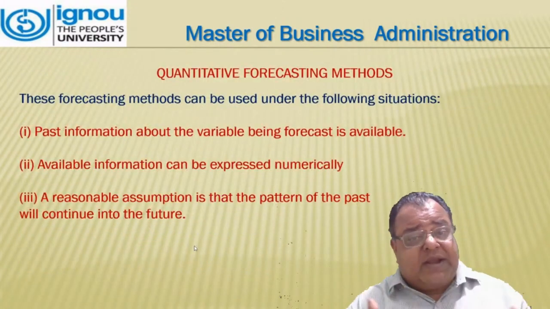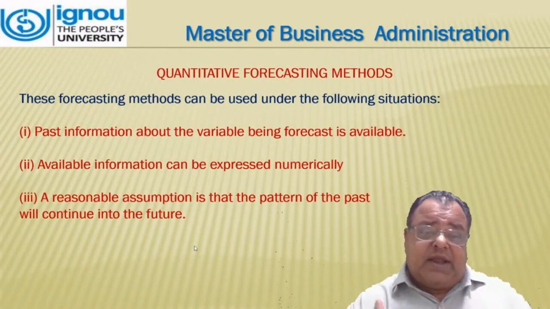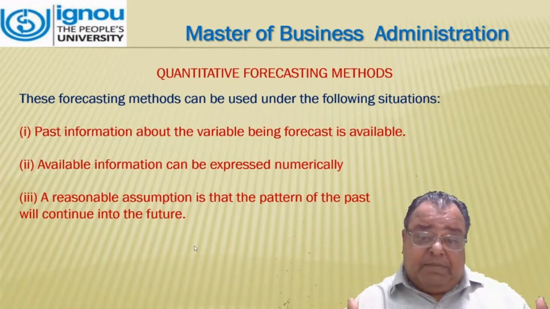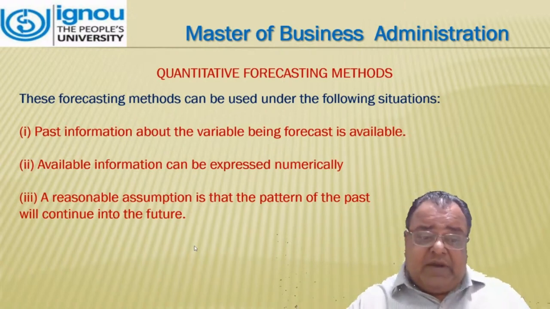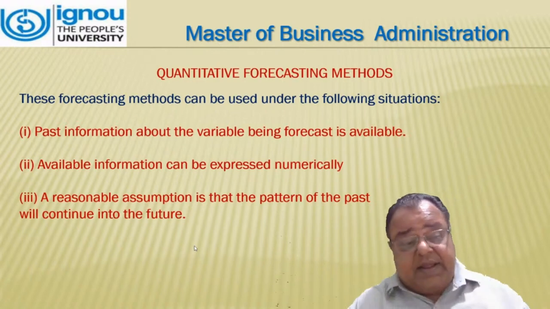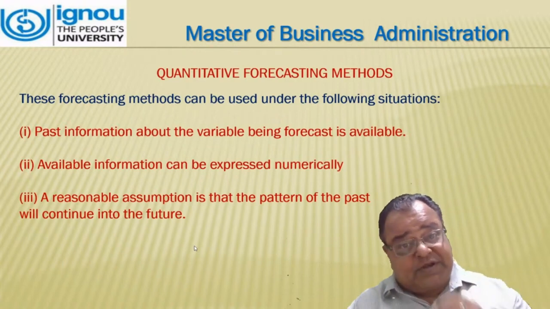Then comes quantitative forecasting methods. These forecasting methods can be used under the following situations. Past information about the variable being forecast is available. Secondly, available information can be expressed numerically. And thirdly, a reasonable assumption is that the pattern of the past will continue into the future.